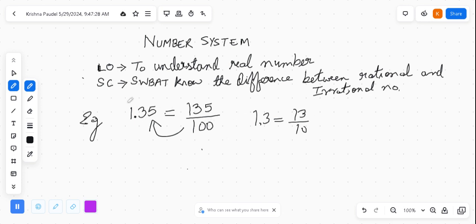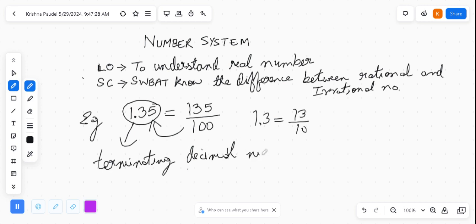So we can say that all the decimal numbers which are in the form of terminating decimal numbers. Terminating decimal number means a decimal number which is coming to an end, because after 5 there is no other number coming. Hence, we can call this kind of decimal number a terminating decimal number. So, all the terminating decimal numbers are rational numbers.